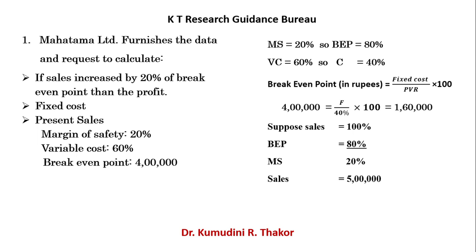Your BEP sales is at 80%. 80% is equal to 4 lakhs. Then how much for 100%? That is 5 lakhs. And if orally you are unable to calculate, then apply our traditional method. 80% equal to 4 lakhs. So 100% is equal to 5 lakhs. You find out your 5 lakhs rupees, that is your sales.